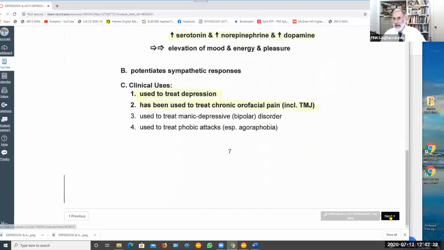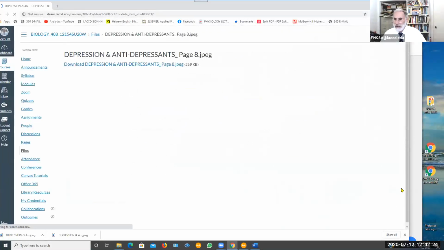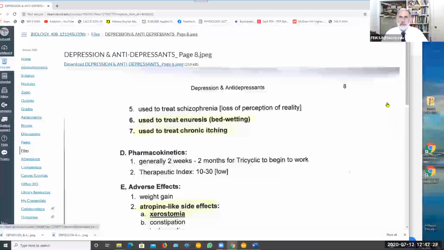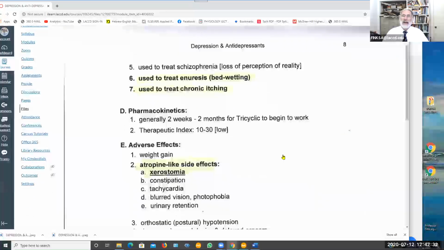But we'll just call it a drug used primarily to treat clinical depression. It's also been used to treat enuresis or bedwetting, and even to treat chronic itching. Something that I commonly point out when I give these lectures is that if you have a patient and the patient indicates that they're on, let's say, one of these tricyclic antidepressants, you don't know for certain that they're taking it for depression, because they might have been prescribed it for chronic itching or for TMJ pain.